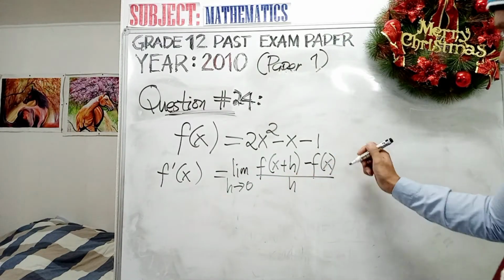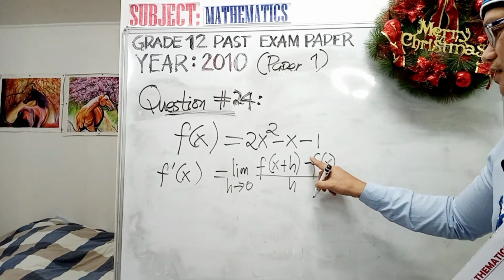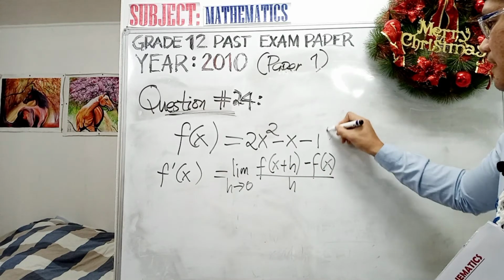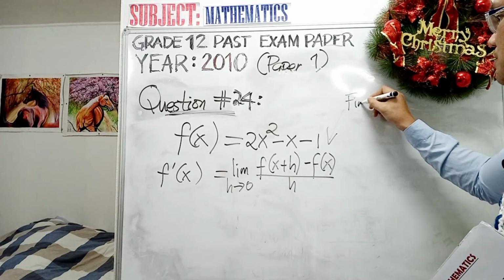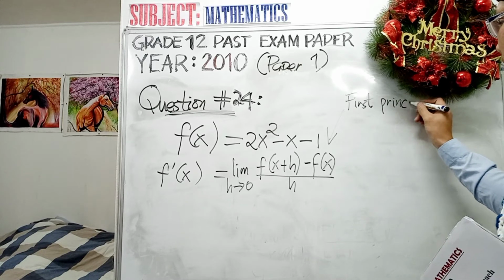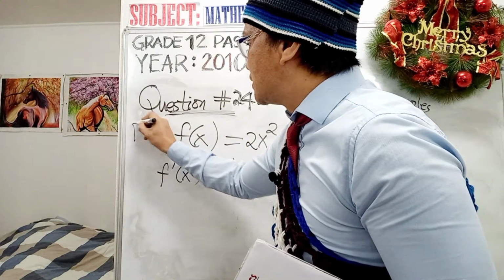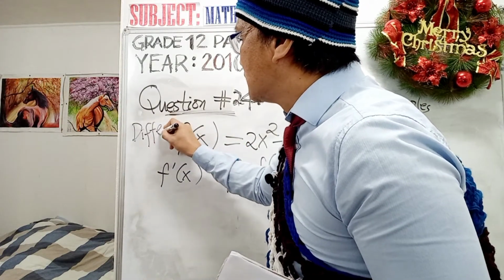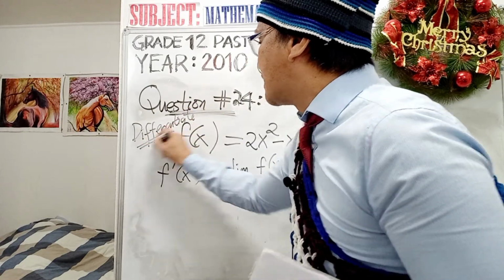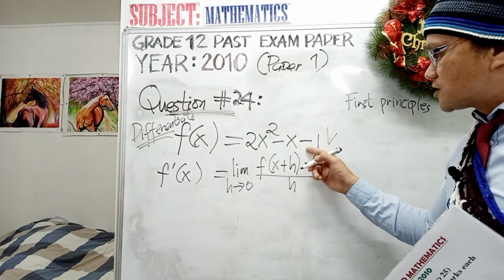This is the formula that you will use when it comes to first principles. So you will be using first principles to differentiate this given function f of x is equal to 2x squared minus x minus 1.